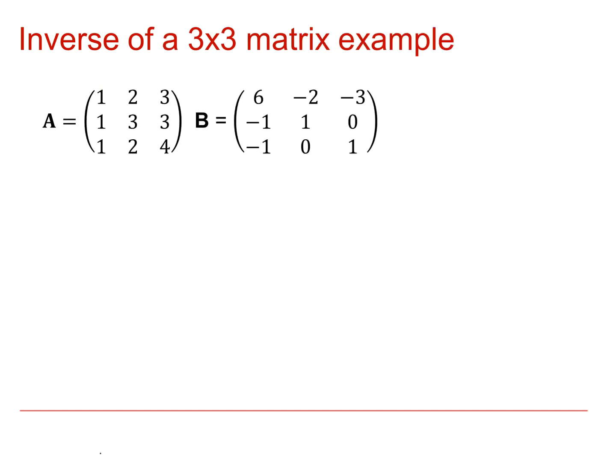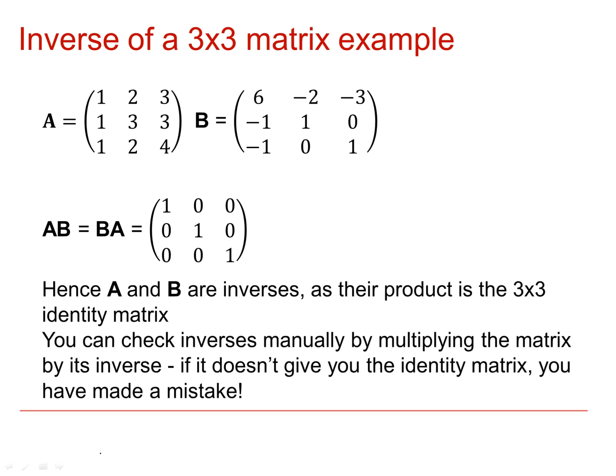Pause the video for a moment while you work out AB and BA for these matrices on your calculator. OK, you should have found that both AB and BA were the same and they were the identity matrix, so that A and B are inverses of each other. Now pause the video again and find A inverse on your calculator and check that you do get the matrix B.